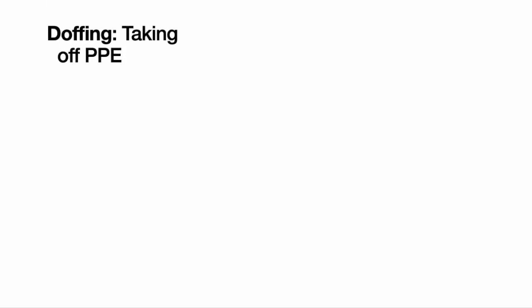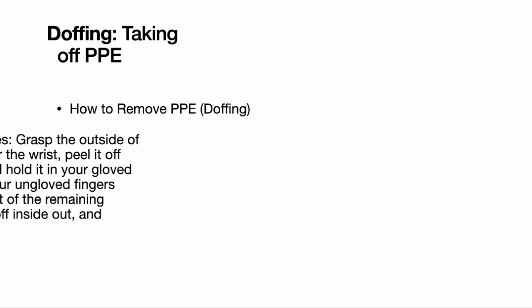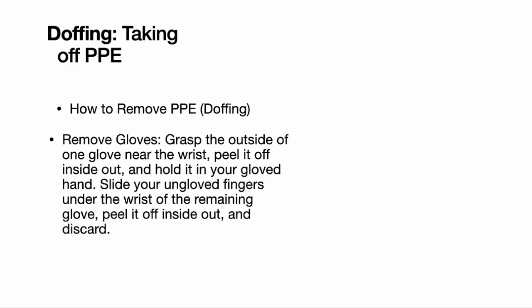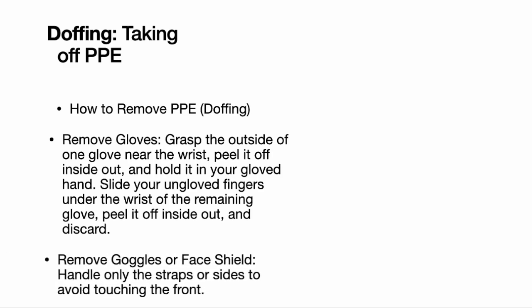Doffing. Taking off PPE. How to remove PPE. Remove gloves. Grasp the outside of one glove near the wrist. Peel it off inside out, and hold it in your gloved hand. Slide your ungloved fingers under the wrist of the remaining glove. Peel it off inside out, and discard. Remove goggles or face shield. Handle only the straps or sides to avoid touching the front.